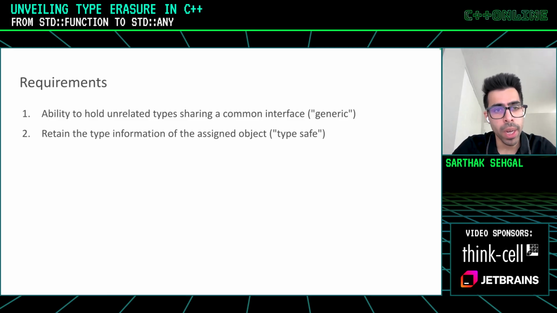I've touched quite a bit on the first requirement, that is type erasure, that this type-erased container should have the ability to hold unrelated types sharing a common interface. But I haven't talked a lot about the second requirement, which I listed, that is type safety. That is, it should be able to retain the type information of the assigned object. Let's have a look into that.